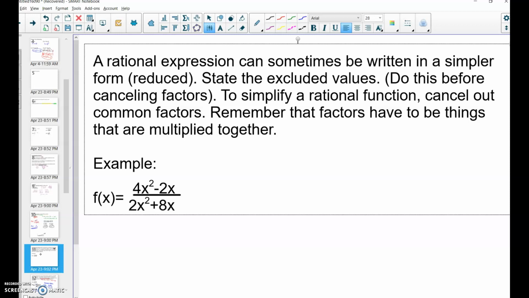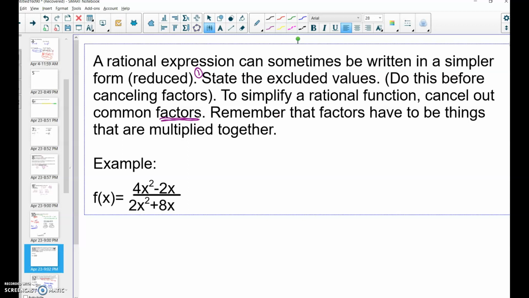So a rational expression can sometimes be written in a simpler form that's reduced. In order to do that, there are a couple steps that you're going to do. You're first going to state your excluded values. That's number 1. Then you're going to simplify it by canceling out common factors. The key word here is factors. That means that you want to get it into factored form.